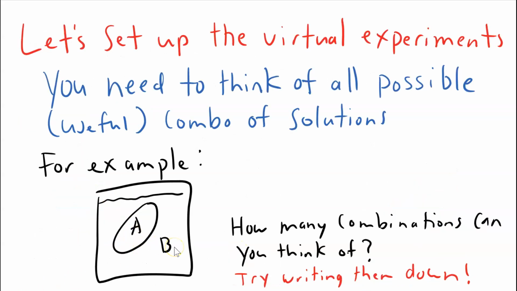So let's set up this virtual experiment. To do this, I want you to think of all the possible combinations of solutions that you could create in an artificial lab, okay? So if we were here doing the lab for real instead of virtually, what sort of experiments would you set up? What would you put in your artificial cell, for example? What would you surround it with?